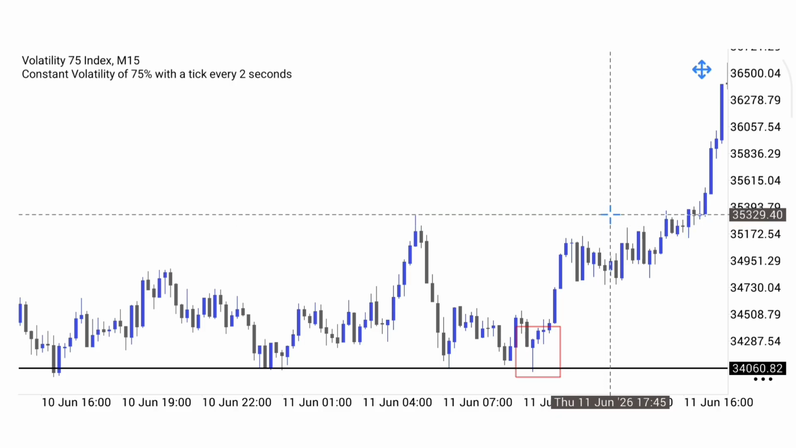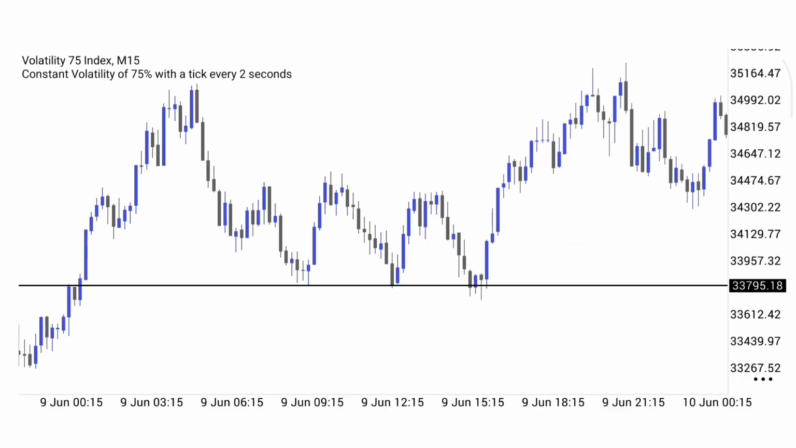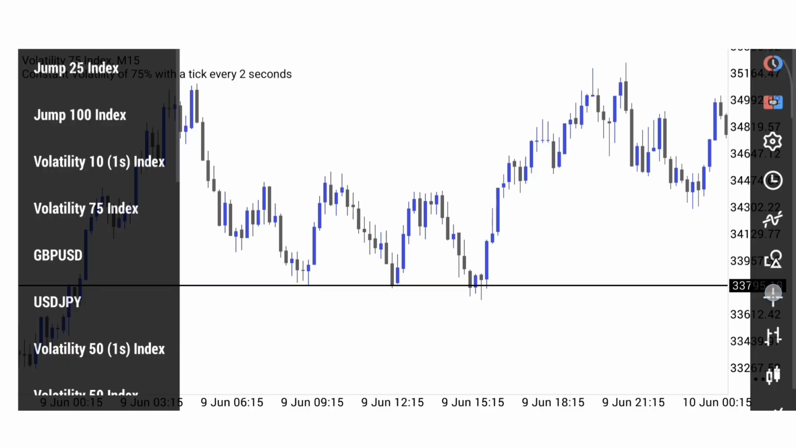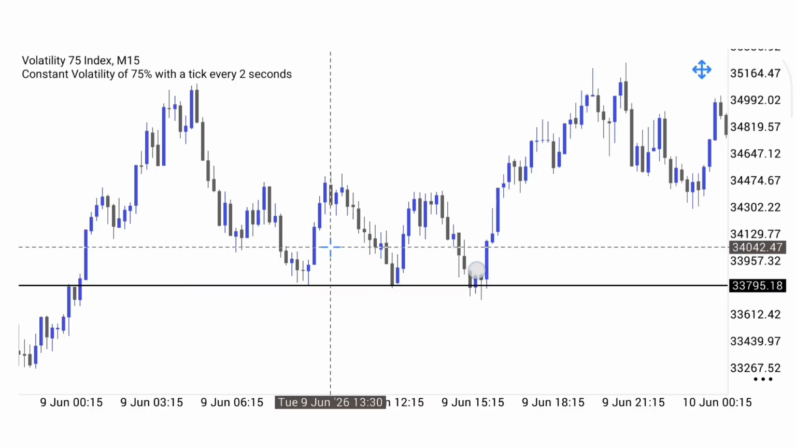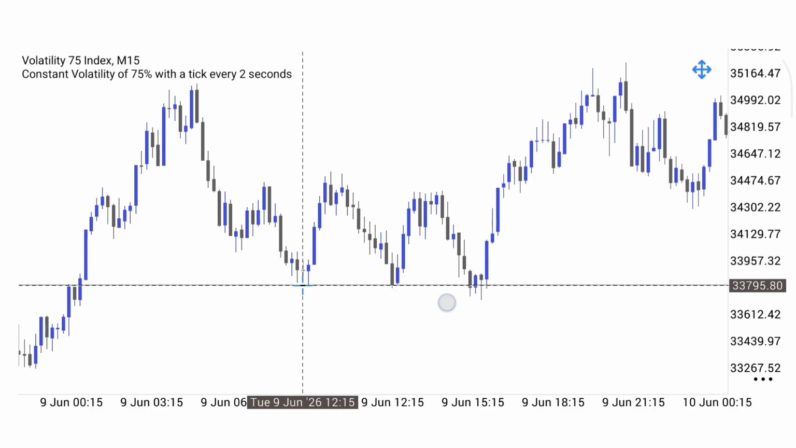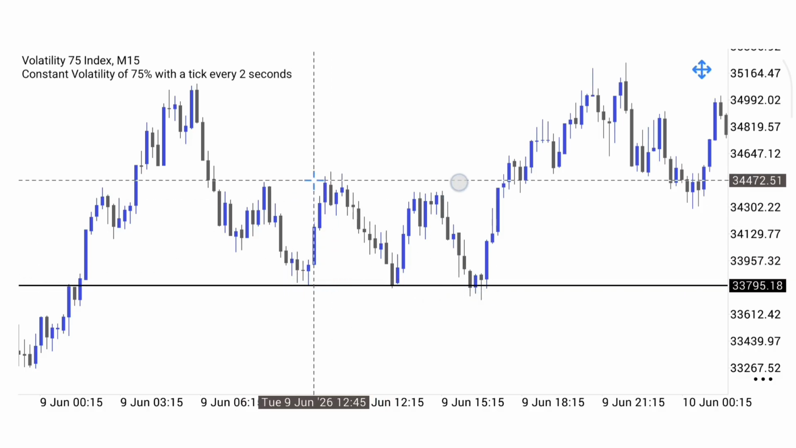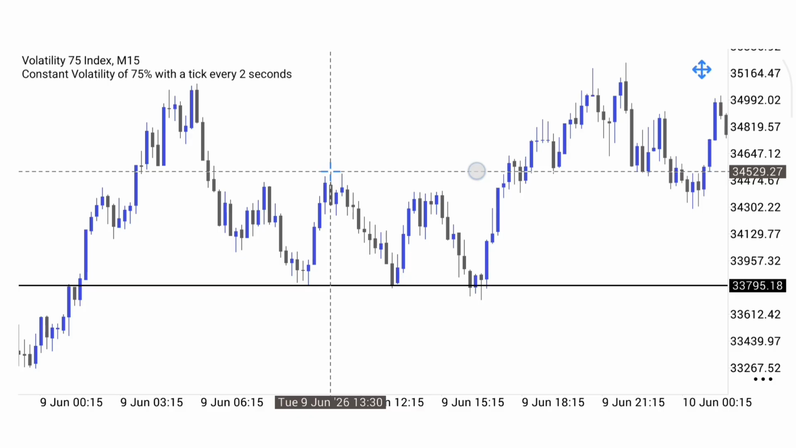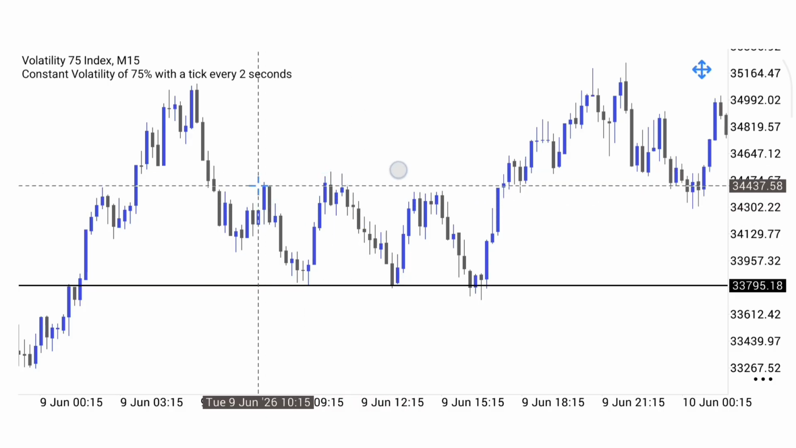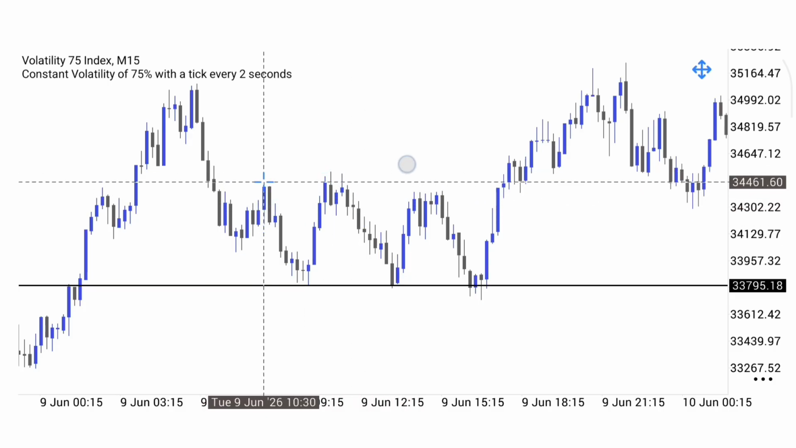Now you think that this is working just once, but let me show you another example of this miracle on Volatility 75. All right, so here we have another example of this demand zone, and you can see that the market moved from the demand zone here and then moved up and even broke this last structure here.